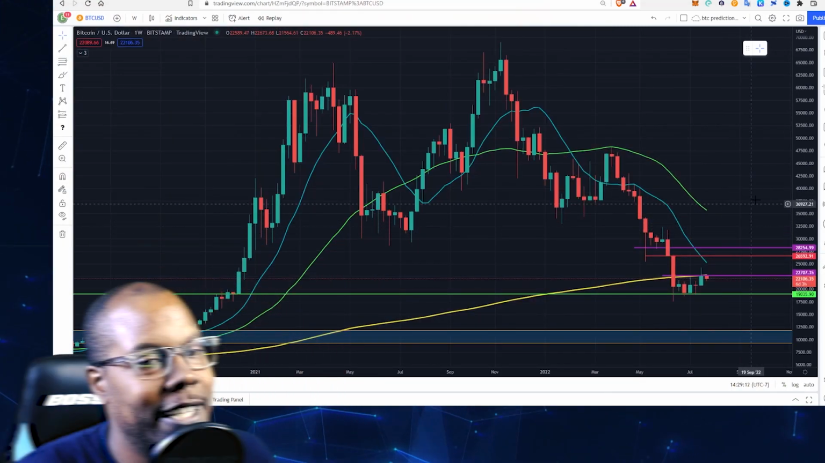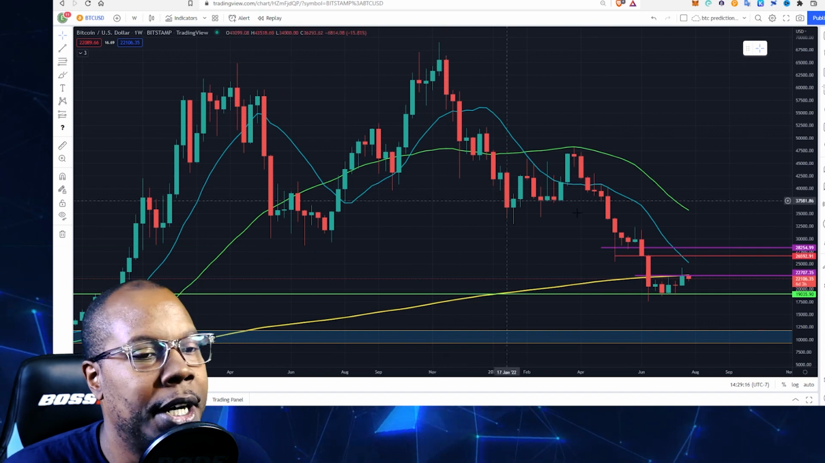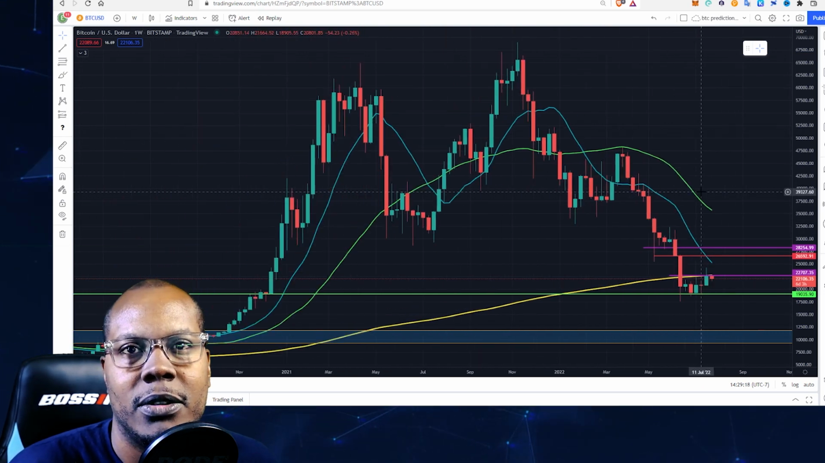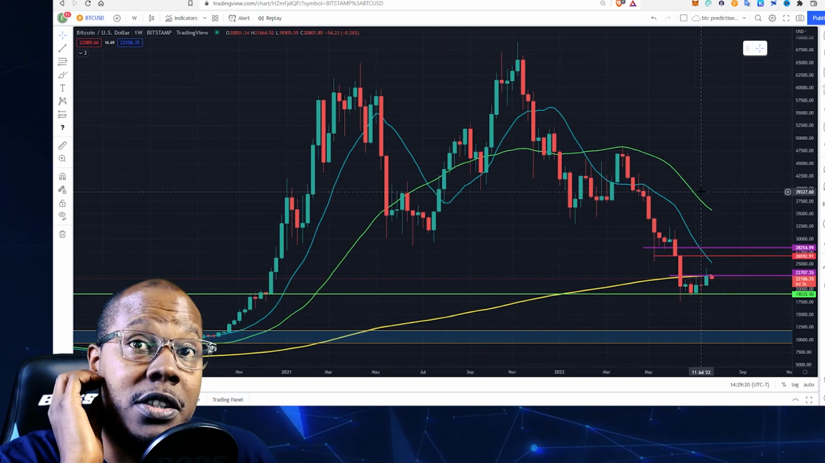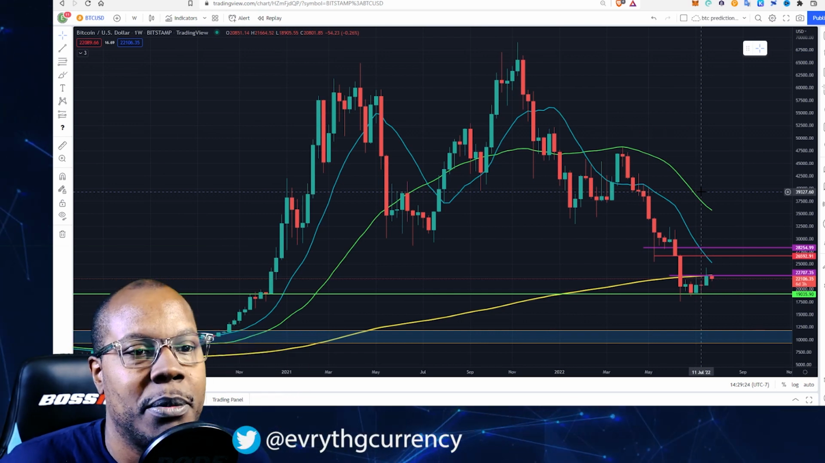So this is the Bitcoin chart right here on the weekly moving average. So wait, I'm using picture profile, so I don't know how this picture up here even looks. Probably looks kind of weird. Looks kind of weird on my display.